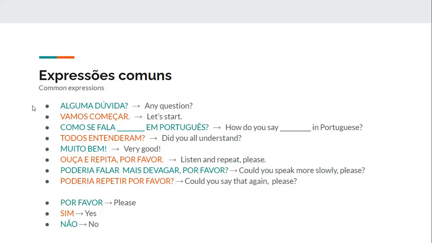Here some common expressions that I will include in all of the slides, where you can see some useful sentences to say during a lesson.